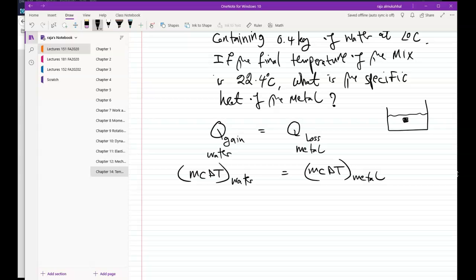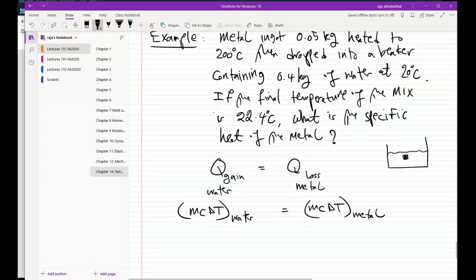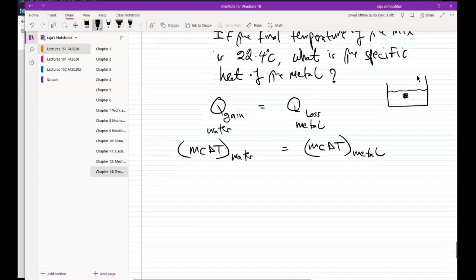So for the water, let's go back to what's given to us. He said the metal is 0.05 kilogram at 200 degrees, dropped into a beaker containing 0.4 kilogram of water at 20 degrees. Those are the numbers that we need. So the mass of the water is 0.4. Specific heat of the water, we already know what it is, 4190.